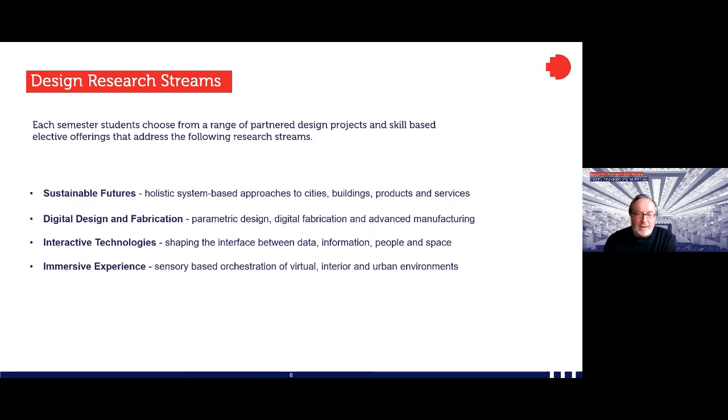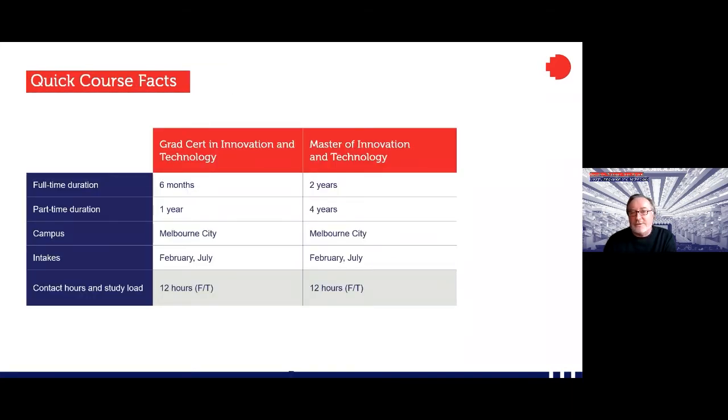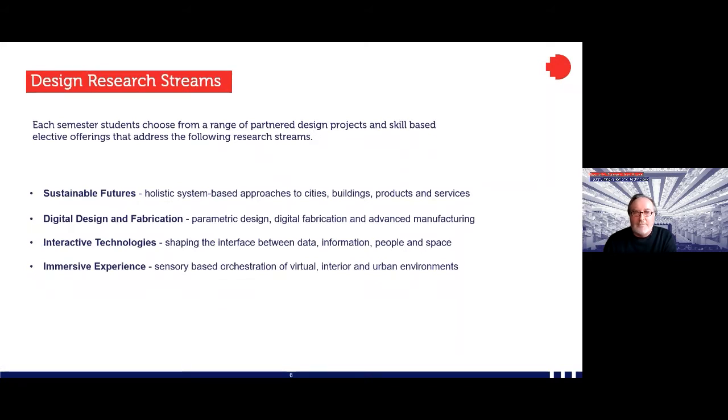And while they're individual streams within the course, you'll see in some of the examples, they very much cross over all the time. There's cross-disciplinary work within those research streams as well.